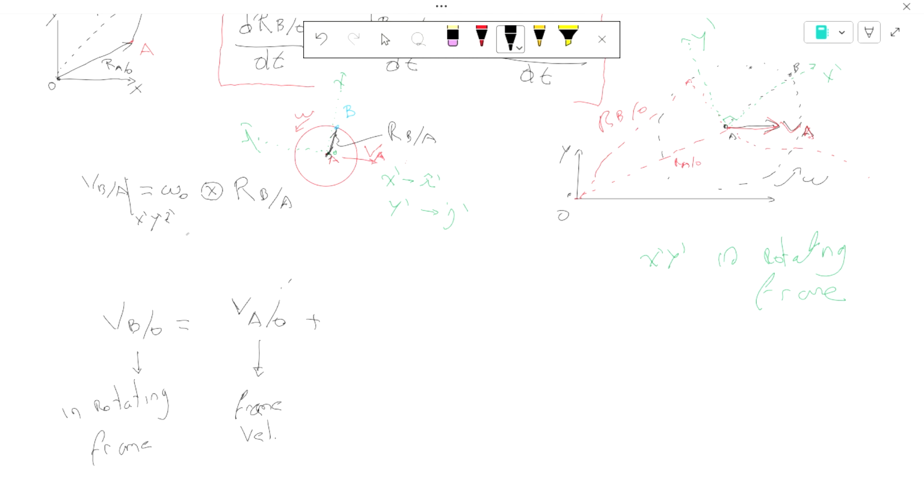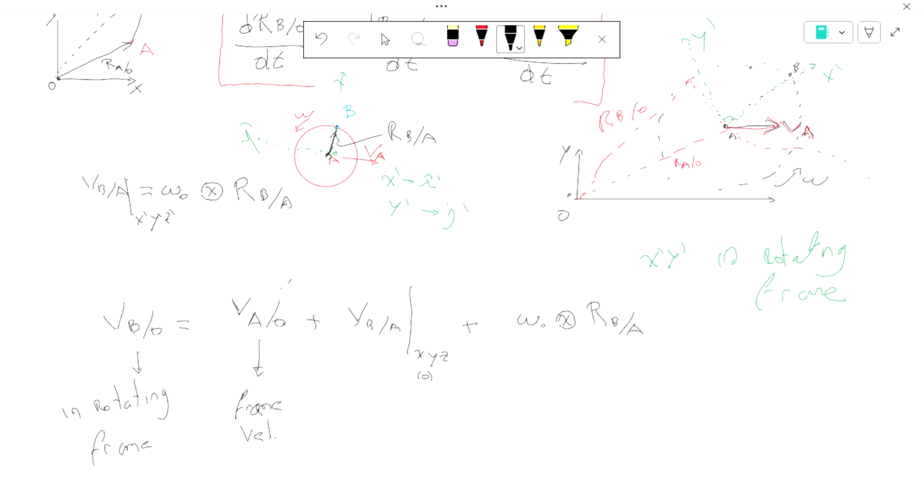So in that case, what we need to do is add the velocity of B with respect to A, evaluated at your inertial fixed coordinate point at O. Remember, this is O. And now you can introduce the term of the rotating frame. Cross product R B.